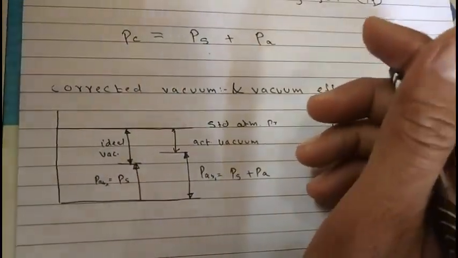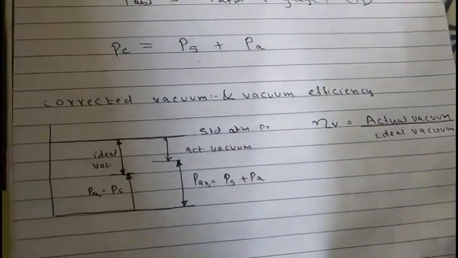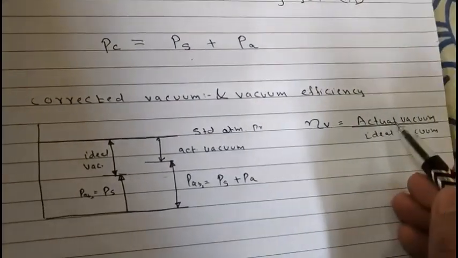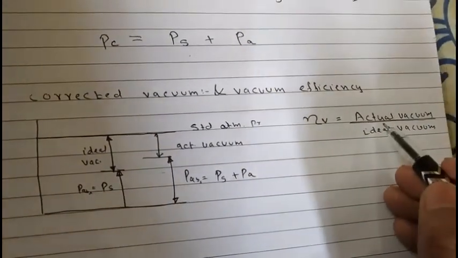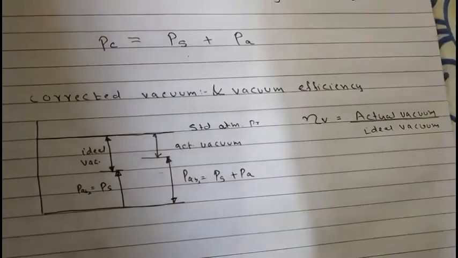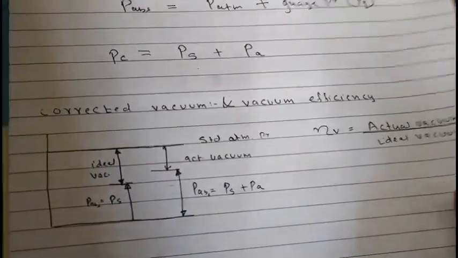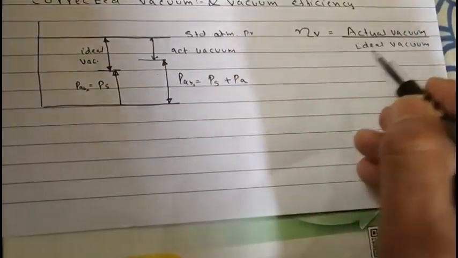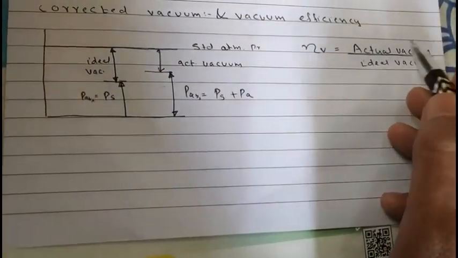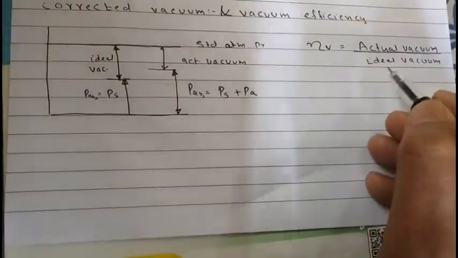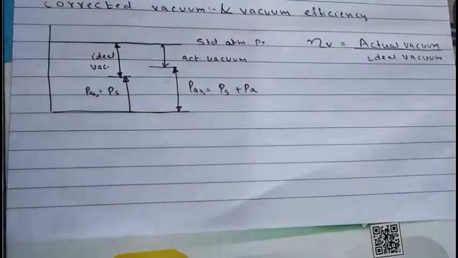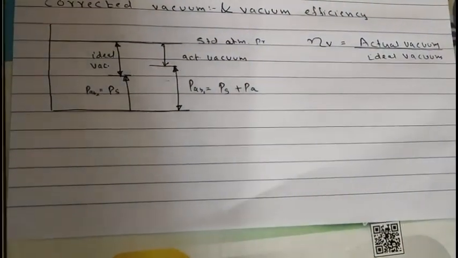Now we will see what the vacuum efficiency is. First of all, what is the vacuum efficiency? It is the ratio of actual vacuum to the ideal vacuum. So what is actual vacuum and what is ideal vacuum? Most of the time in the numerical, the actual vacuum is given, so you don't need to bother about the actual vacuum. Most of the time it is given in the numerical with the help of the vacuum gauge reading.